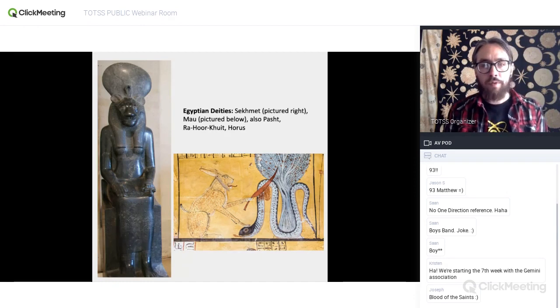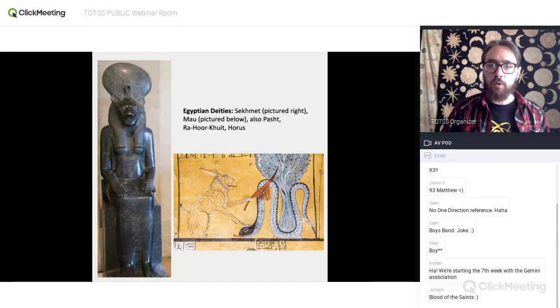Mao is a form of the solar god Ra, who took the form of a cat, and specifically in order to slay Apep, the serpent who threatens the solar bark. And so there you can see Mao, the cat, with his knife slaying the serpent Apep.